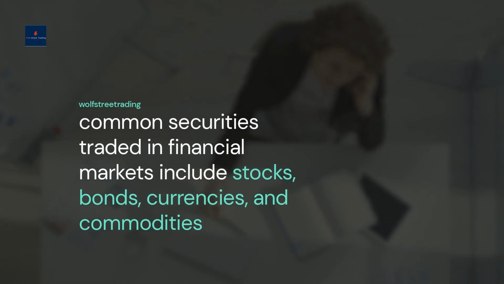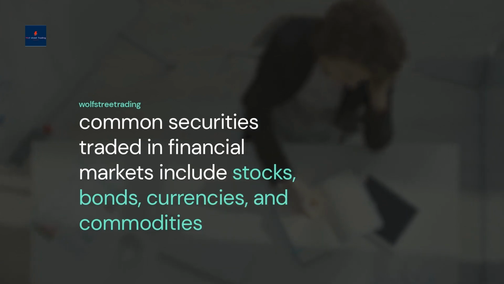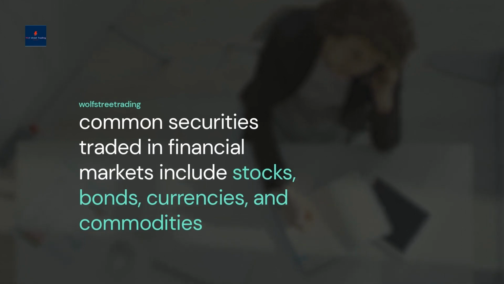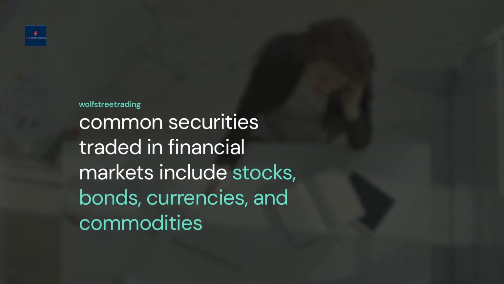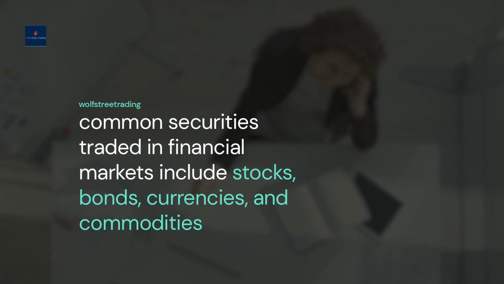Commodities. Commodities trading involves buying and selling raw materials, such as metals, agricultural products, and energy. The value of commodities is determined by factors such as supply and demand, weather conditions, and political stability. Commodities trading can be done through commodity markets, which are markets where raw materials are traded.